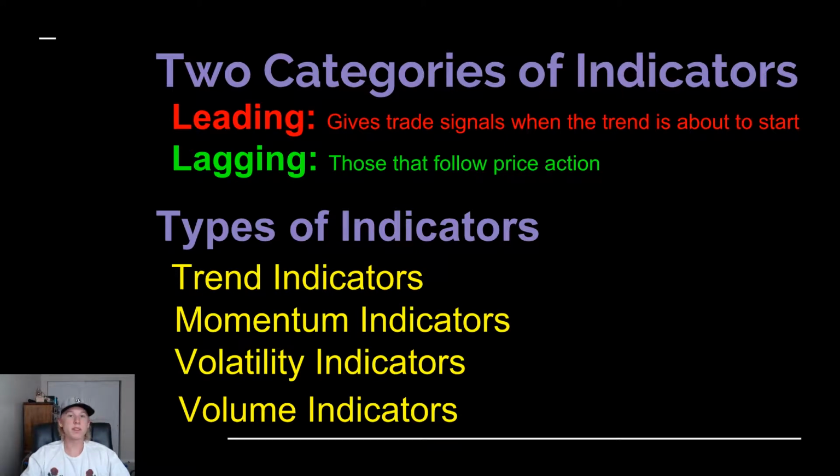The different types of indicators are the different strategies with which you can trade. There are trend indicators, momentum indicators, volatility indicators, and volume indicators. And all four of those fall in between the leading and lagging categories.